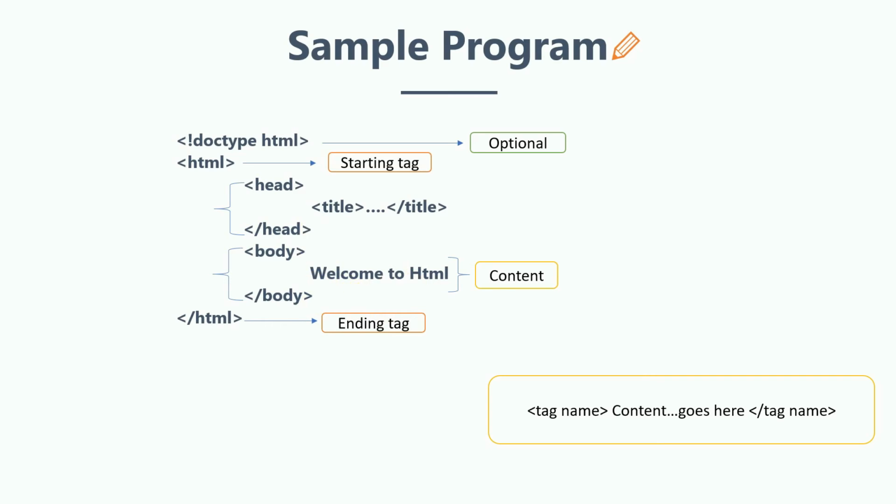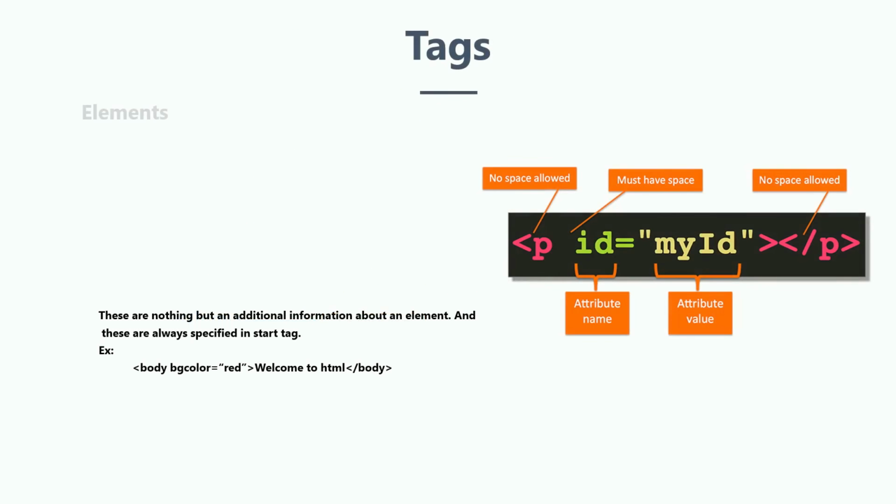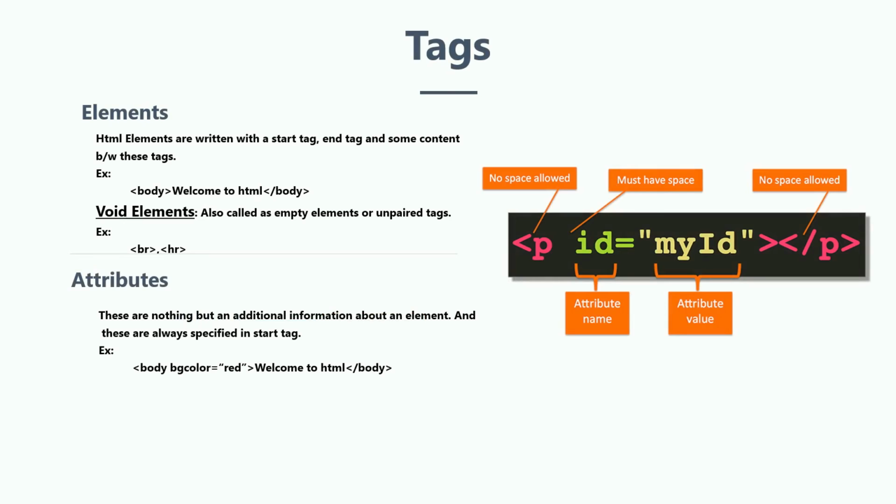We'll see how to run it, and after that I'll tell you what is tag, element, and attribute. Now an HTML document is made up of different tags, and each tag contains different content. So in these tags we have two terms. The first one is element. What is an element? HTML elements are written with a start tag and end tag, and between them some content is called an HTML element. That is, we have a starting tag and an ending tag with some content in between. So we can call this body tag an element.